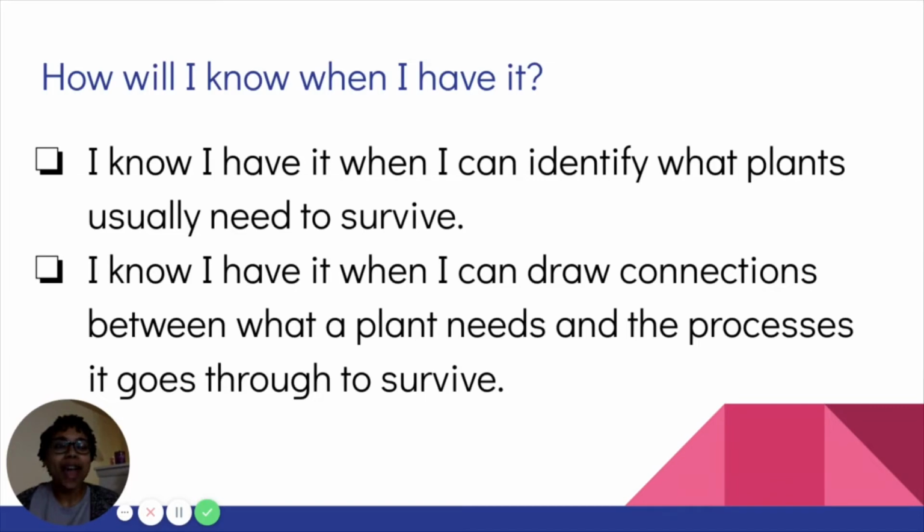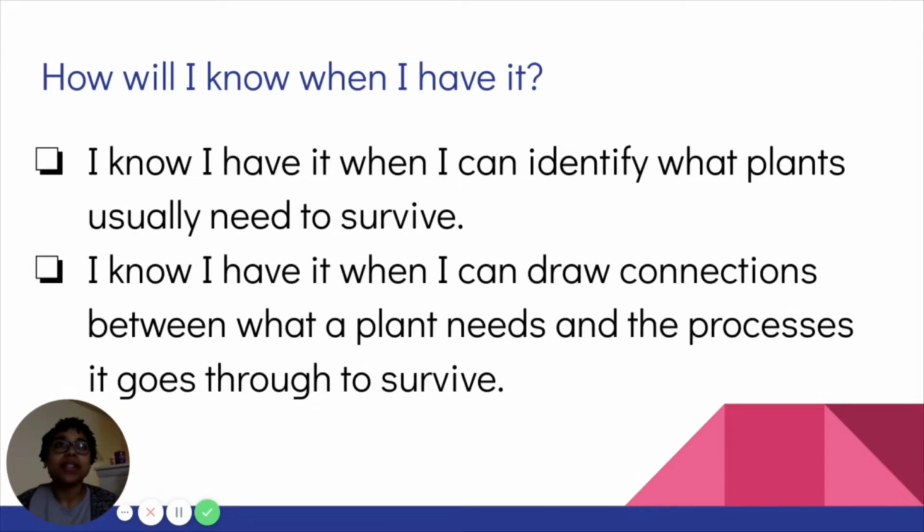How will I know when I have it? So I'm going to give you your success criteria. I know I have it when I can identify what plants usually need to survive. Identify means to point out. So if you can point out what plants usually need to survive, you know that you've gotten this lesson for today. Our second success criteria is I know I have it when I can draw connections between what a plant needs and the processes it goes through.